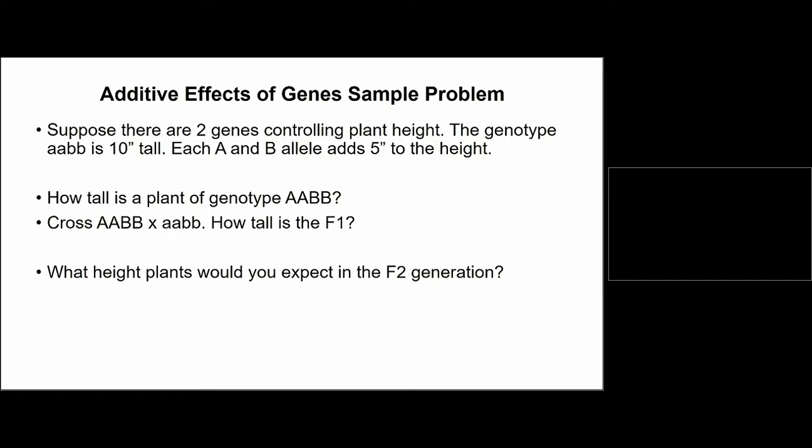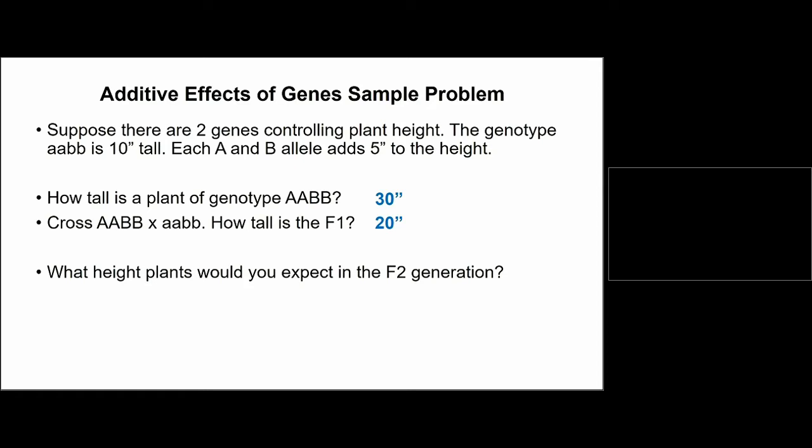So how tall is a plant that's big A, big A, big B, big B? 30 inches, right? We start with the 10, and we add 5, 10, 15, 20. 10 plus 20 is 30. Okay, if we take a homozygous dominant cross to a homozygous recessive, how tall is our heterozygous F1? That's going to be big A, little a, big B, little b. So how tall would that be? 20 inches. Okay. Then what height plants would we expect in the F2 generation?